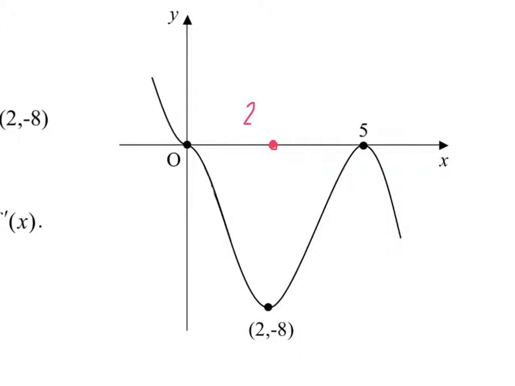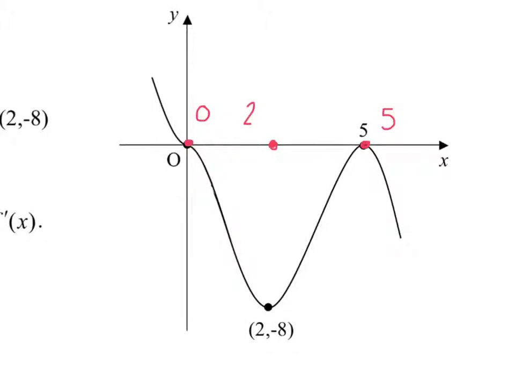So the other stationary points are already on the axis, which means the derived function will pass through the x-axis here, and for this one the derived function will pass through the axis here. So that's 5 and that one is 0. To find out the shape of the graph, we look at the gradient on the original graph.